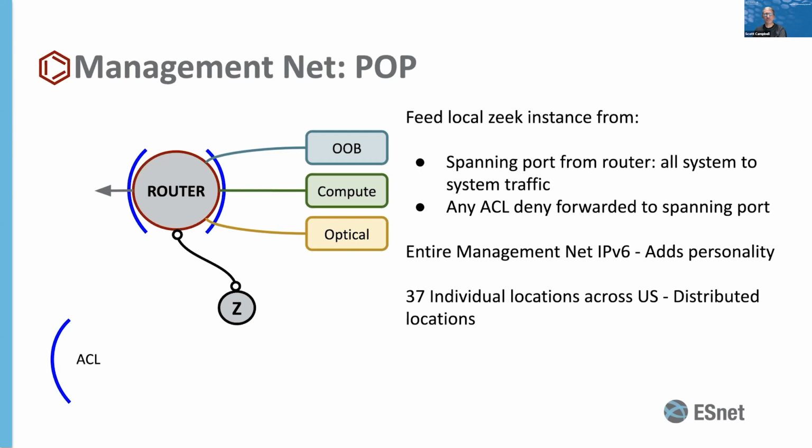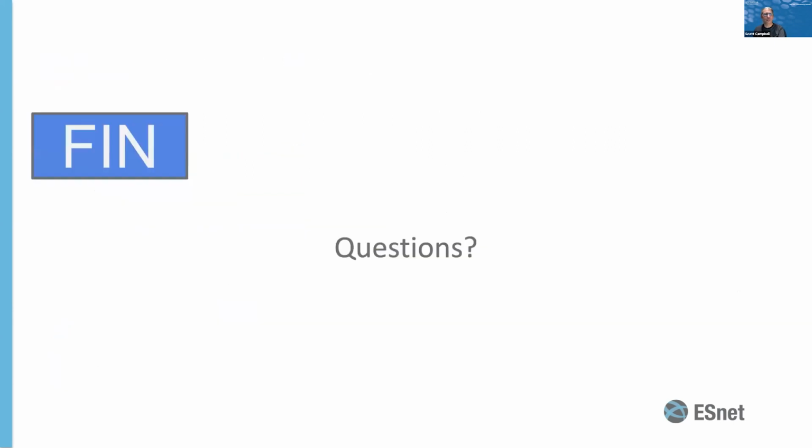And so unexpected behaviors will show up. As well, the router itself, like most routers, has ACLs all over it. Any traffic that fails an ACL gets forwarded to the Zeek instance as well, which allows us to do the same kind of signal to noise amplification, as well as problem detection. As I already mentioned, the entire management net is IPv6, and it's in 37 individual locations across the US. And thank you so much, all.